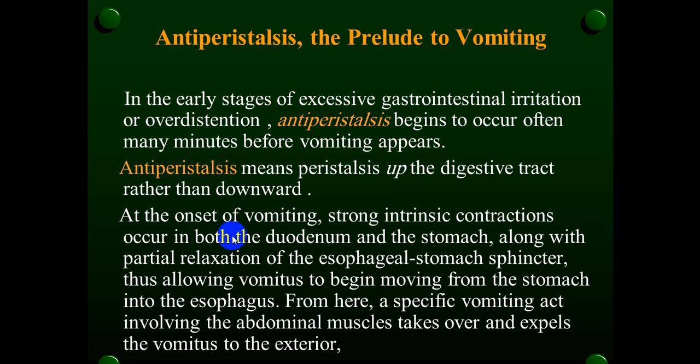At the onset of vomiting, strong contraction occur in both the duodenum and the stomach. This will make relaxation of lower esophageal sphincter, and here this will allow vomitus to move from the stomach to the esophagus. And here the vomiting act will occur.